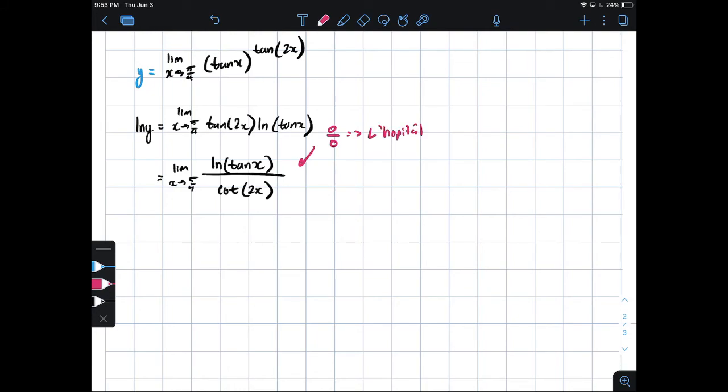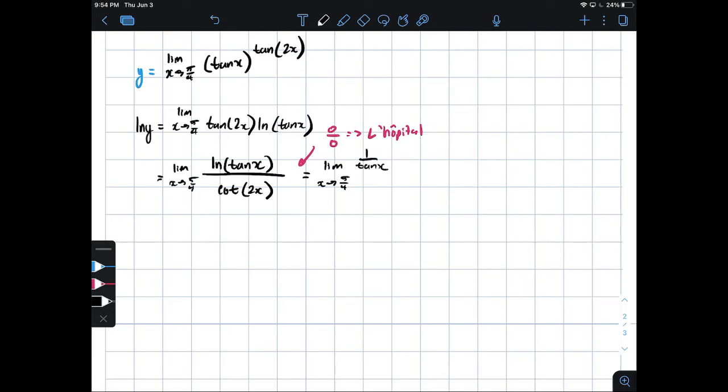Actually, I have no idea. It's my bad. Okay. And then from there, obviously we're going to apply L'Hopital's rule, so we're going to differentiate the top and the bottom. L'Hopital's rule is really a godsend.